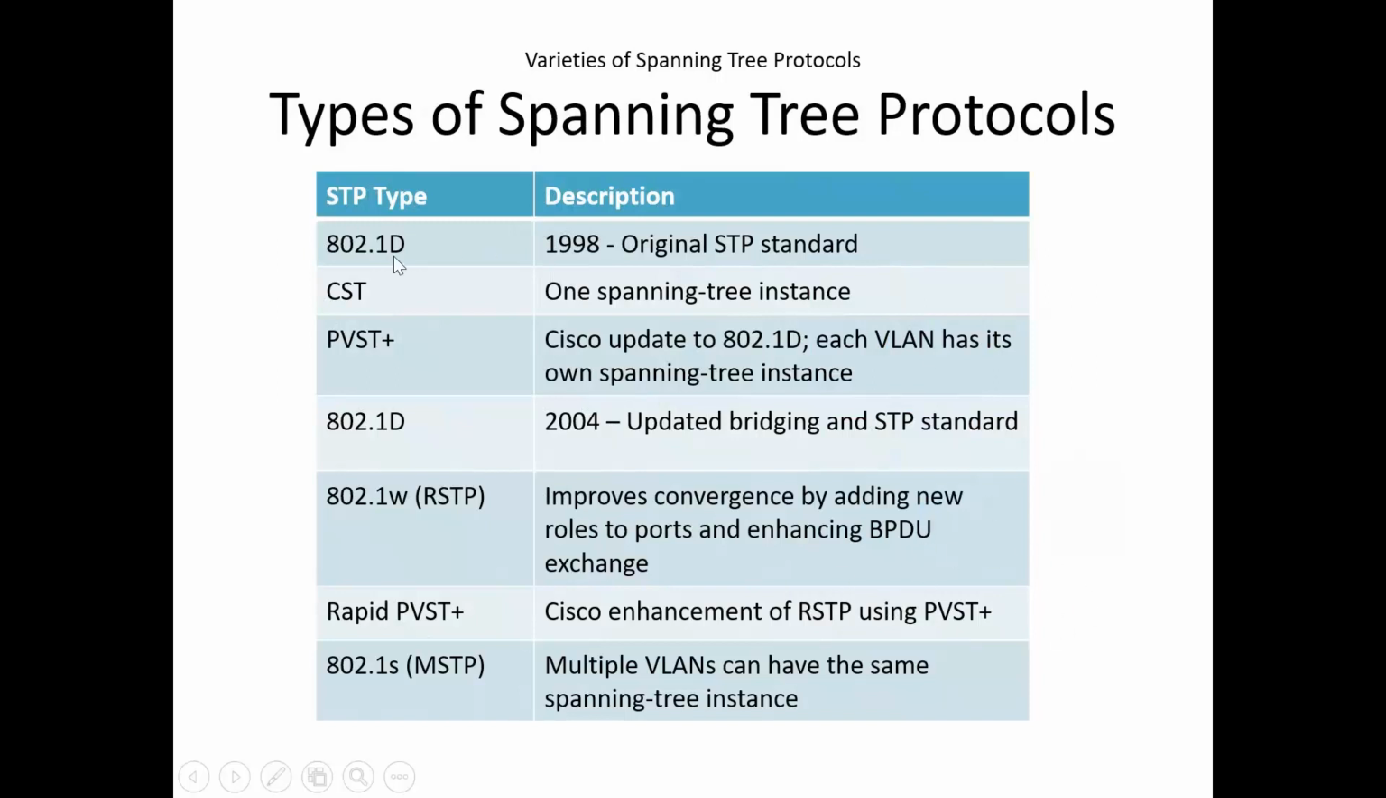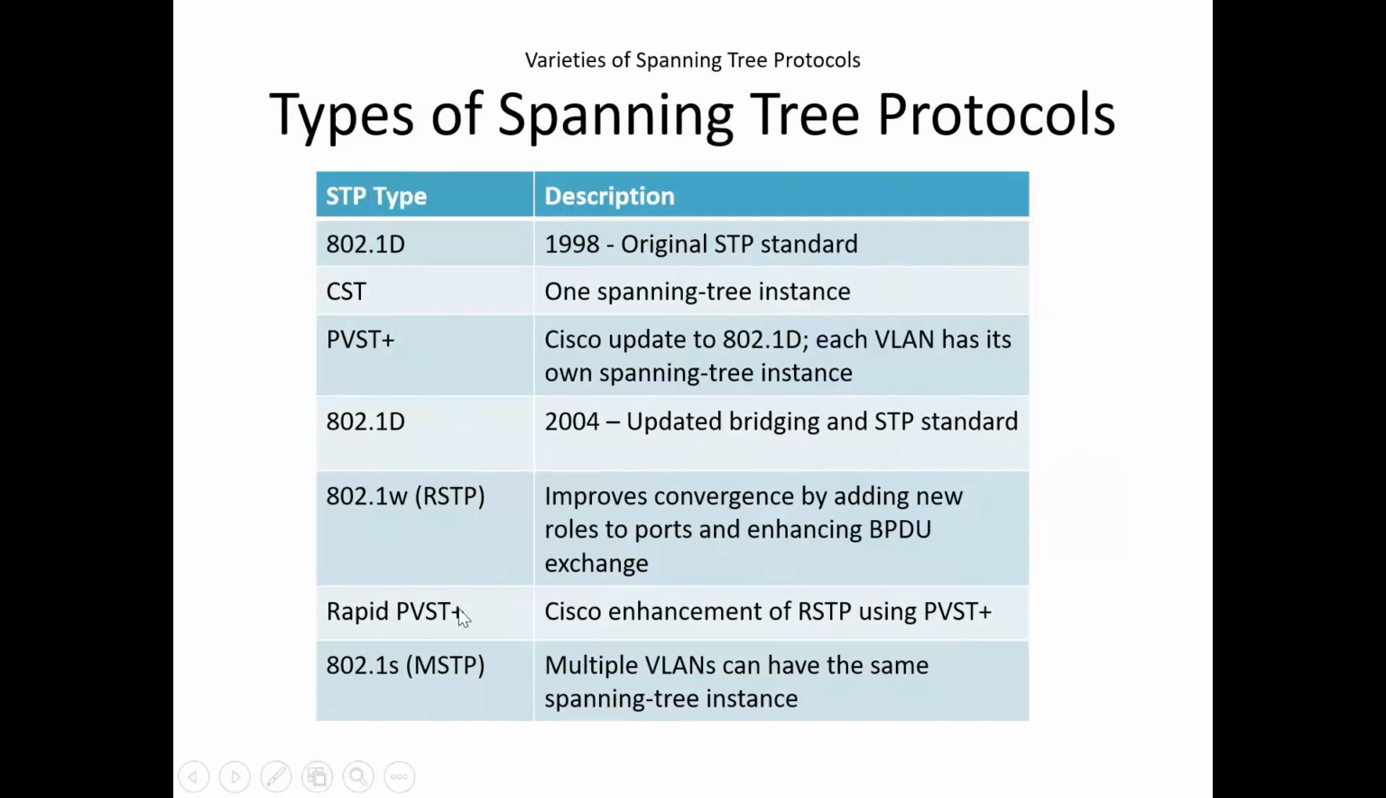Whereas if you see the older version 802.1d CST, we had only one spanning tree instance for all the VLANs. This indicates that for all the VLANs there will be one root bridge, and the same root bridge will be applied to all the VLANs. Whereas in PVST plus, if we have two VLANs, for VLAN 1 there can be one particular root bridge, for VLAN 2 there can be another root bridge.